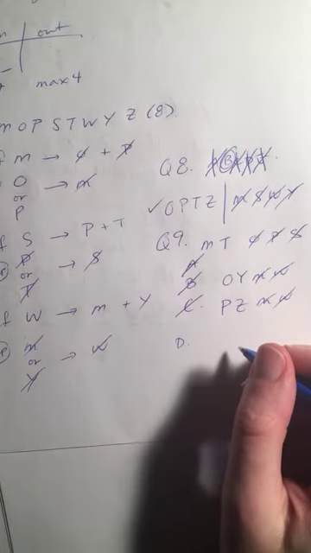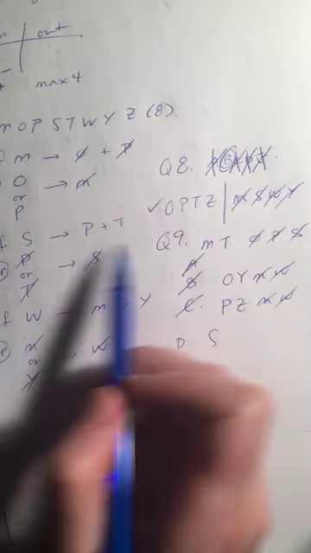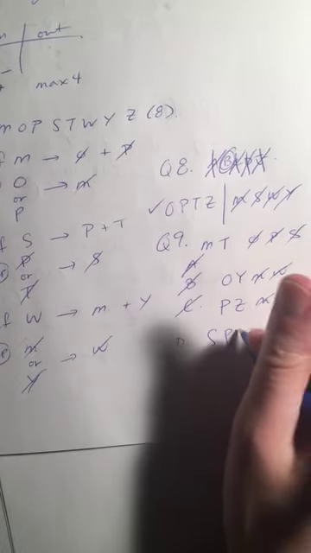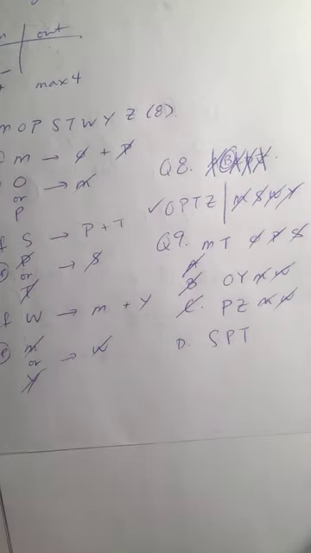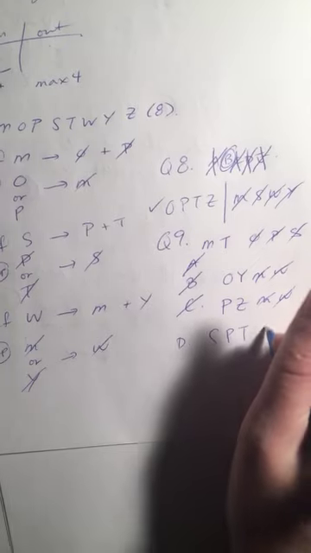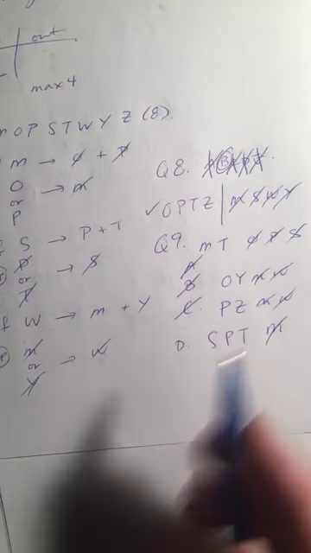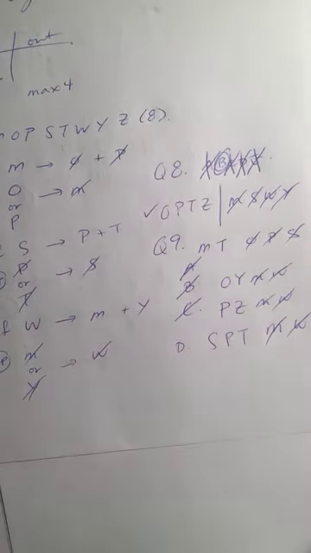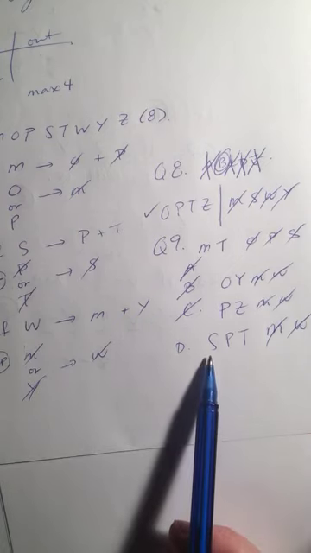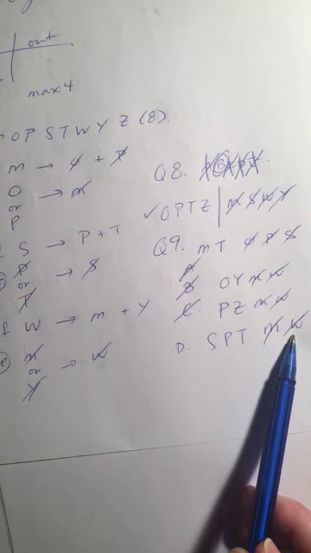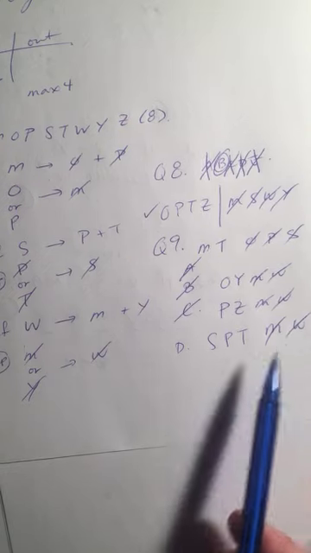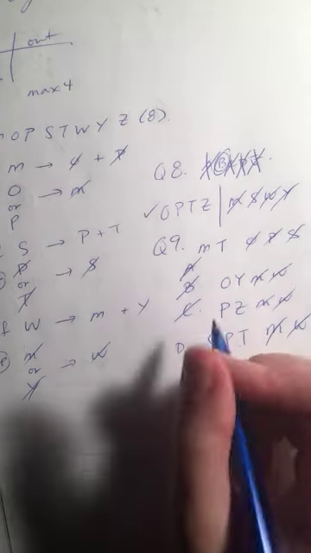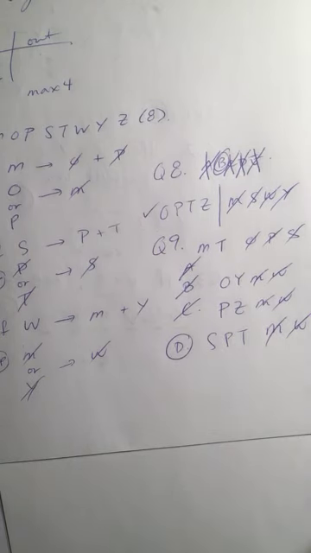D, if S is in, then P and T are both in. Okay, if P is in, then M is out. And if M is out, then W is out. The other player here is W. So if S is in, then W actually has to be out. So that means that S and W cannot be on a team together, which means D is the correct answer.